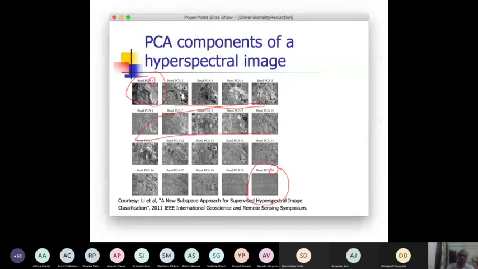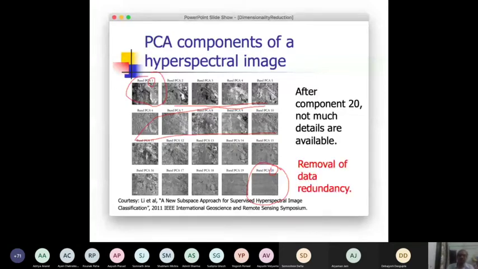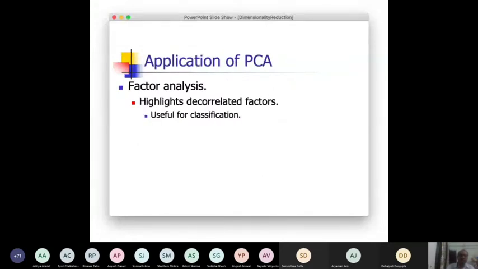So it is sufficient if you just compute with these 20 components only for any purpose. Say you are trying to classify certain objects, doing some land cover analysis. It is not required that you do it with all 100 components. So it saves your space, it saves your time. This is one kind of application. So it removes the redundancy. Factor analysis I just mentioned.